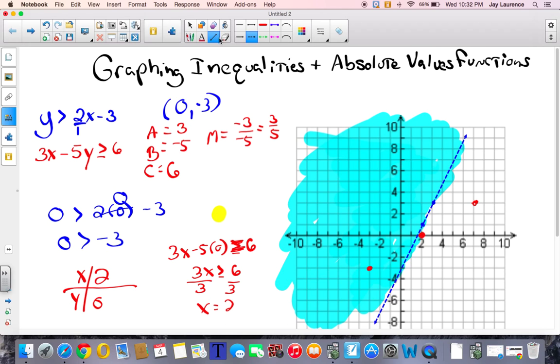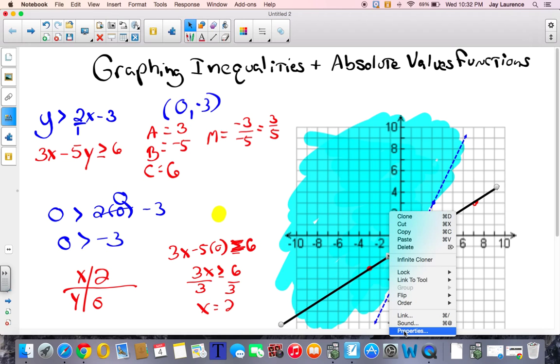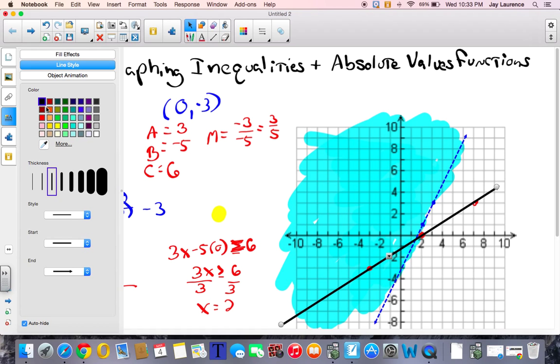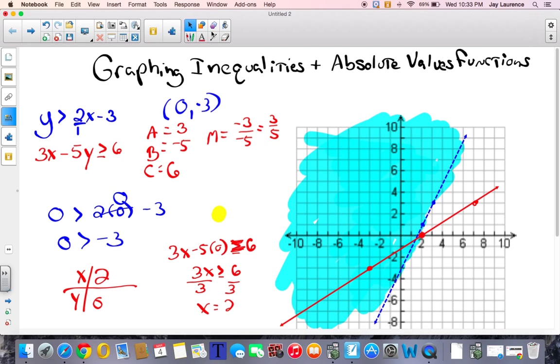So I need a solid line. Just going to go through those points. And okay, my equation was red, so I'm going to make it red. Make it a little bit thinner and put an arrowhead on the other end. And then I'm actually going to shade in yellow, but I got to do my test point thing to know where to shade.